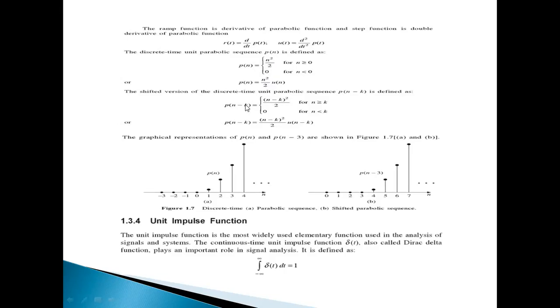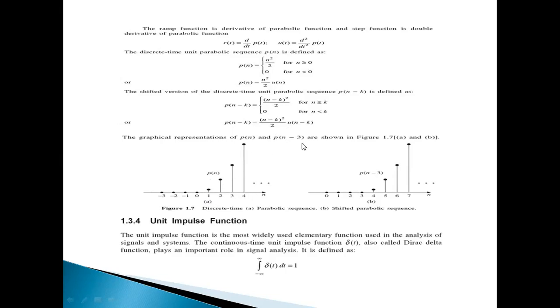Here we are using n minus k. So n minus k whole square by 2 for n greater than or equal to k, and 0 for n less than k. And the relation is p of n minus k is equal to n minus k whole square by 2 mu of n minus k. Graphical representation: slowly it increases from 0. At 0 the value is 0, at 1 some value is there, at 2 it slowly increases, 3 increases, 4 increases.